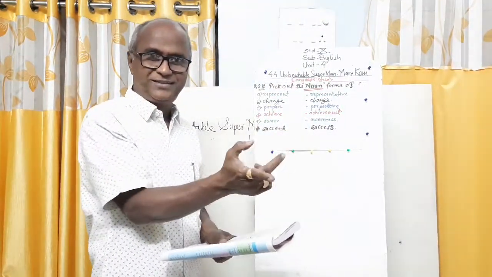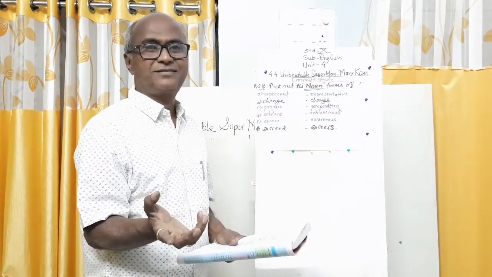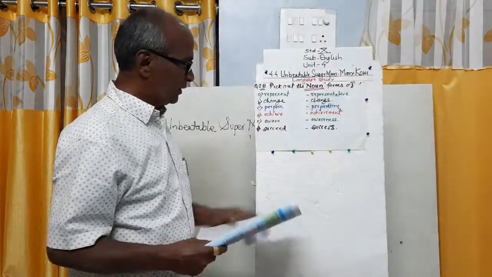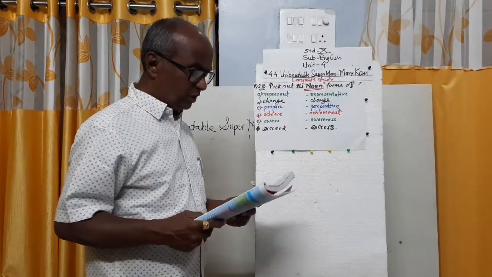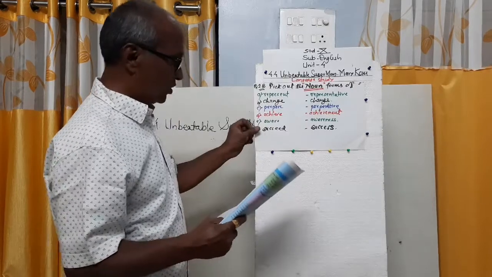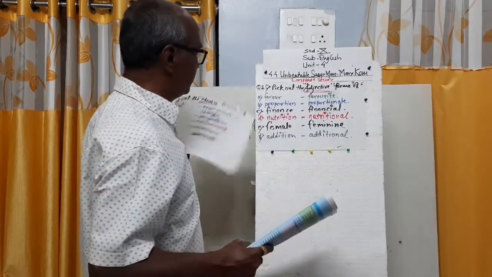Nothing succeeds like success. Both words are used in a sentence. Nothing succeeds like success. That is the proverb. Succeed, success. That was the B1. Pick out the noun forms. Now last one from the second question. 2B and it is C.